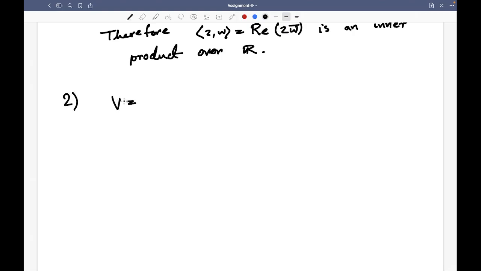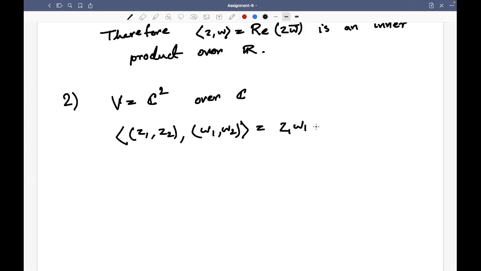So let's check this. This is option number 2. The vector space is C2 over C, and the inner product of (Z1, Z2) and (W1, W2) is Z1 W1 plus Z2 W2. You have to check whether this is an inner product or not. So what are the conditions? We show that this will not be an inner product on the vector space C2.